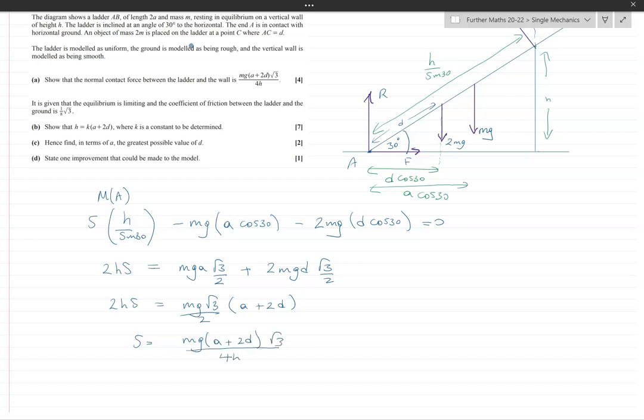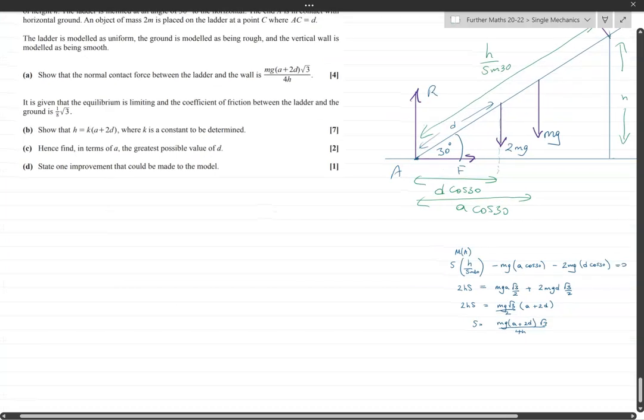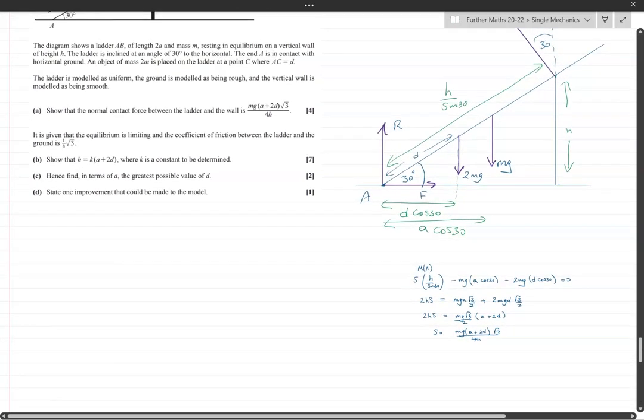So there we go. 4 marks for that, setting up the equation and then rearranging. So we got that. Not as bad as it looked, as I say. Okay, let's make up a bit of space for part B. Now part B talks about it being in limiting equilibrium.